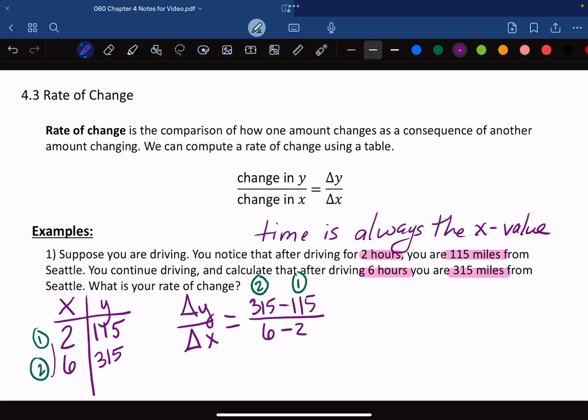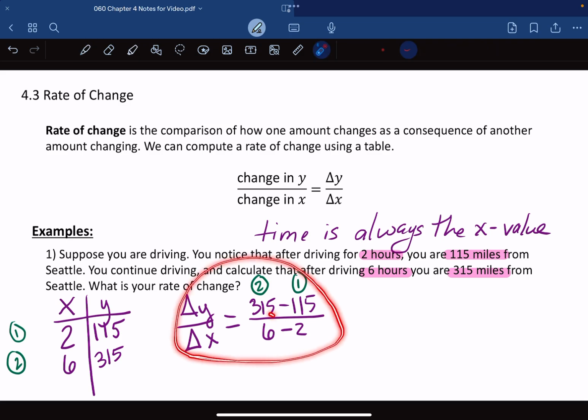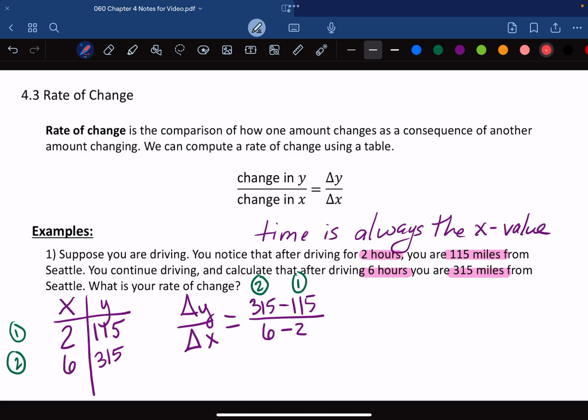Some people like to go ahead and find their change right here in their table without even doing this part over here. Some people like to just do it in their table here, which you're welcome to do as well. You can just go ahead and subtract directly in your table here and find that difference. To go from 115 to 315, you have to add 200.